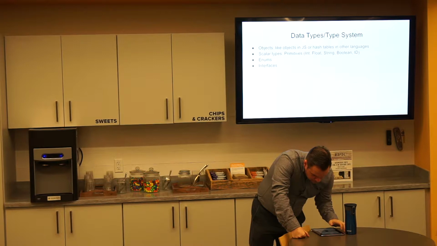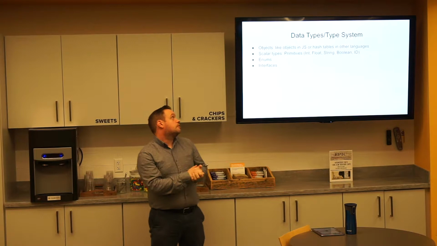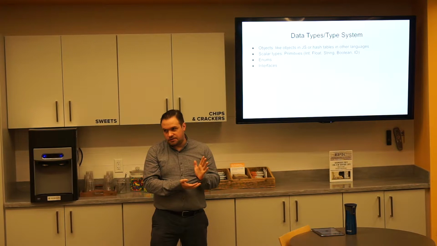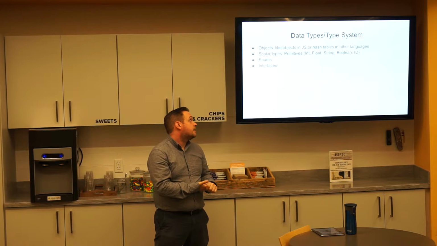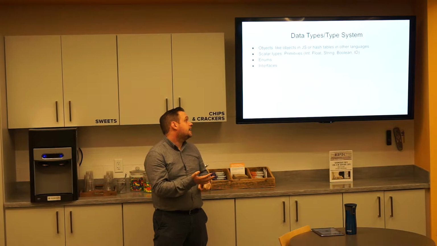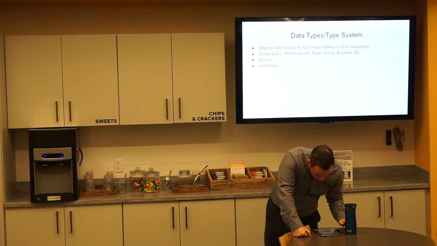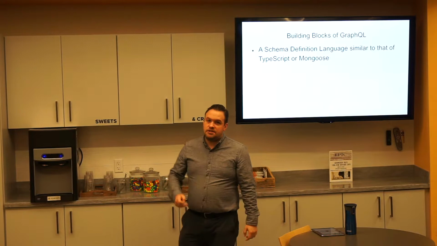So on the subject of that type system, if you've worked with a programming language before, the types, for the most part, aren't going to be very surprising. There are objects, like the thusly named objects in JavaScript or dictionaries in Python, whatever hash tables are called in the language you're most familiar with. The scalar types are the primitives of GraphQL: integer, float, string, boolean, and ID. There are enumerables, and there are interfaces, which you will be familiar with if you've worked with TypeScript. GraphQL uses a schema definition language similar to that of TypeScript or the Mongoose ORM for MongoDB.